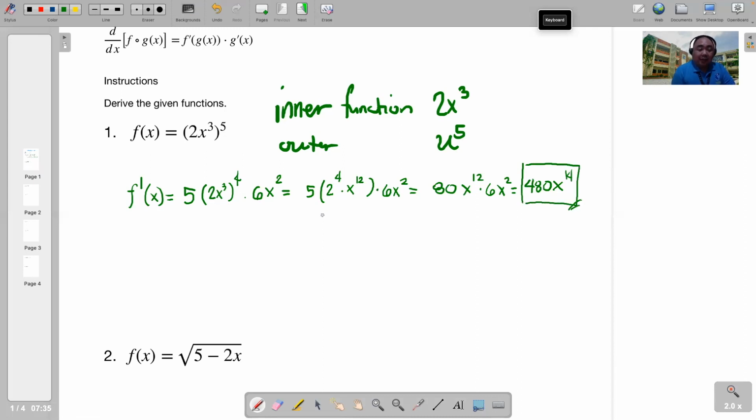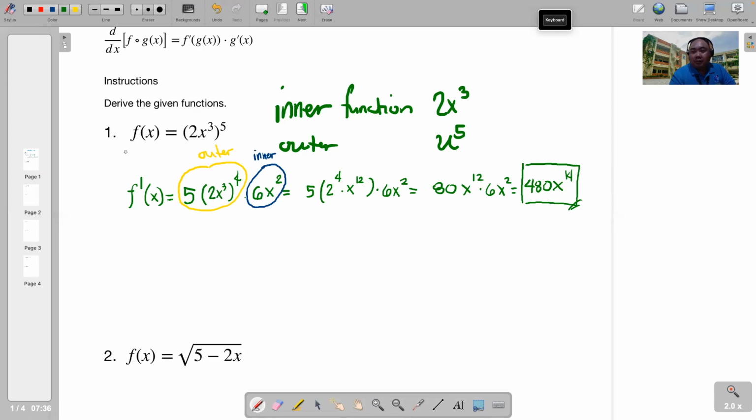So you see, we derive first the outer function. This is the derivative of the outer function. And then after the outer function, so outer first and going in. So that's how we remember the chain rule. Outer first, going in.